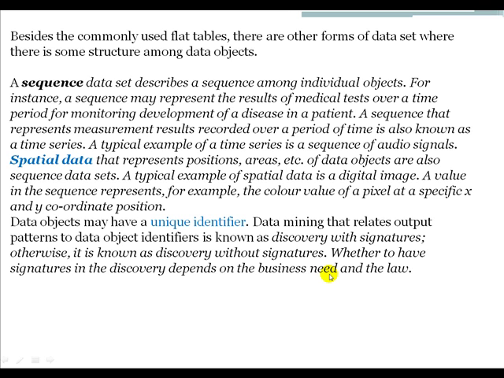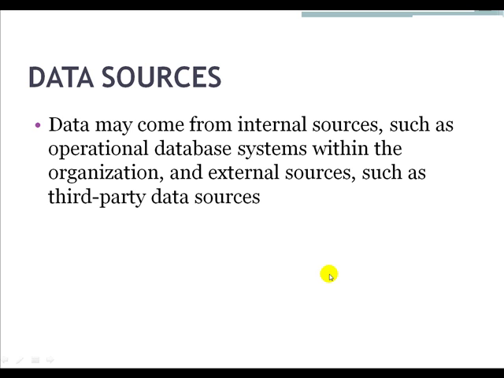Data objects may have a unique identifier. Data mining that relates output patterns to data object identifiers is known as discovery with signatures. Otherwise, it is known as discovery without signatures. Whether to have signatures in the discovery depends on the business need and the law.